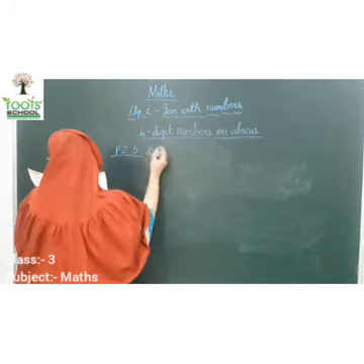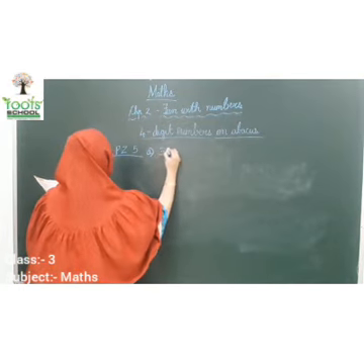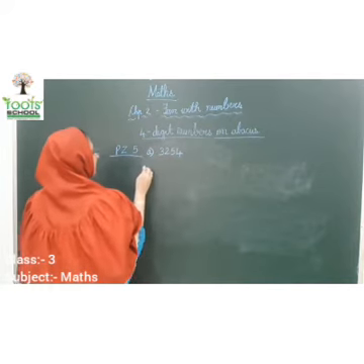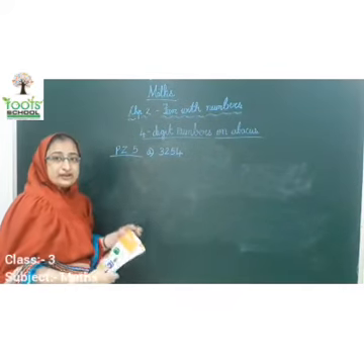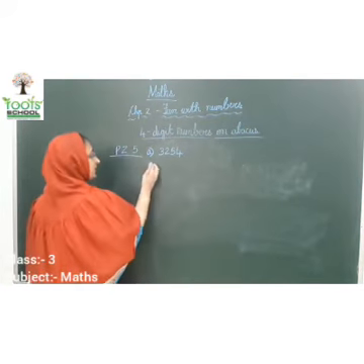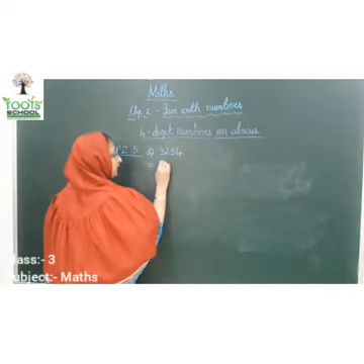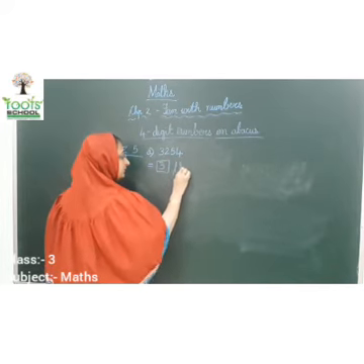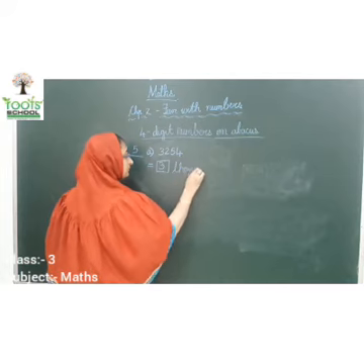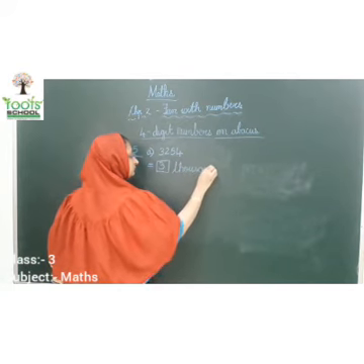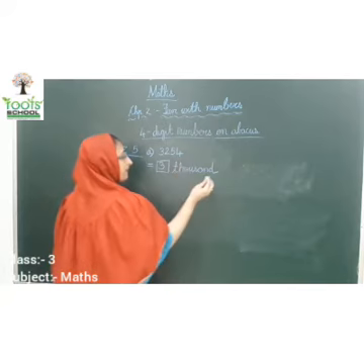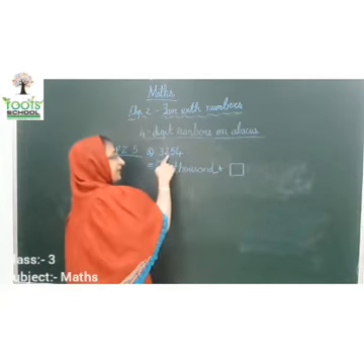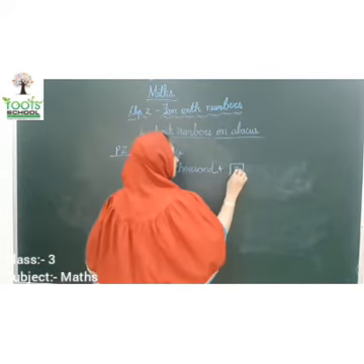Sum number A, which is 3254. That's how we are going to write the expanded form. See how ma'am is writing, is equal to 3000 plus, what is at the place of 100? It is 2. Very good.